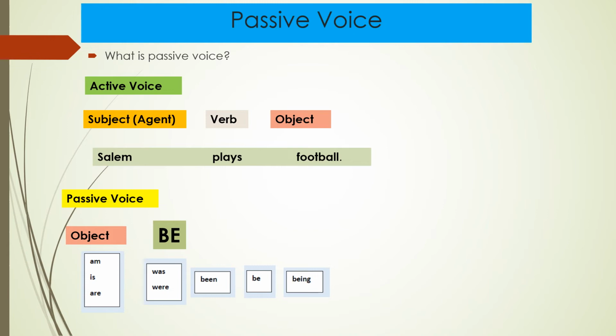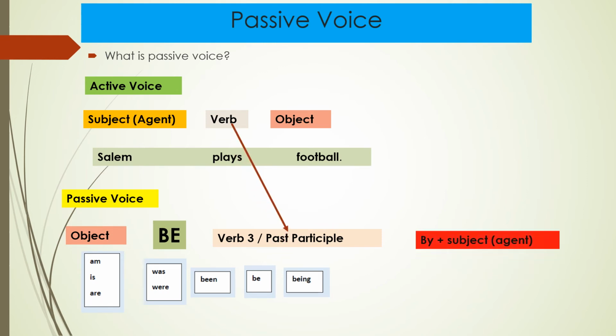Now, after using verb to be, we have to change the verb in the active voice sentence into what? Into the past participle, into verb 3. And usually the verb 3 is formed by adding ed to the verb. For example, play, played, visit, visited, plant, planted. But in some verbs that are irregular, we have to know the past participle form of them, such as write, written, drink, drunk, speak, spoken, etc.